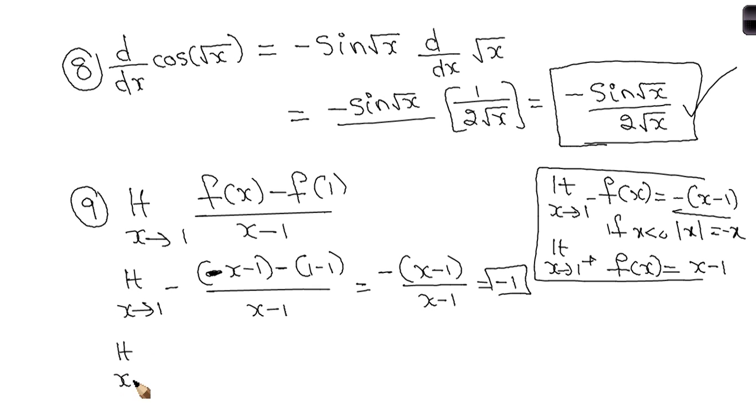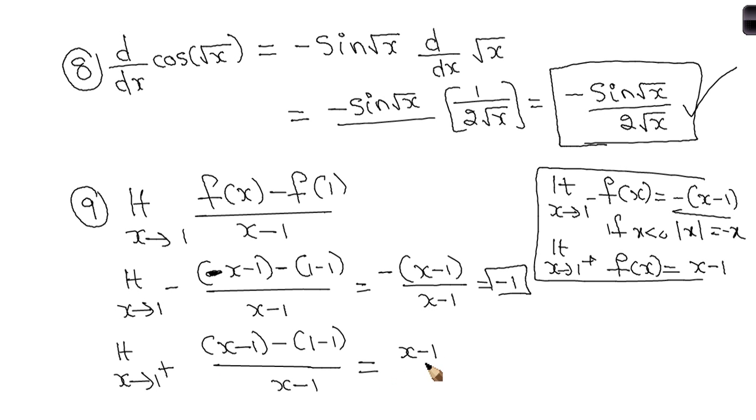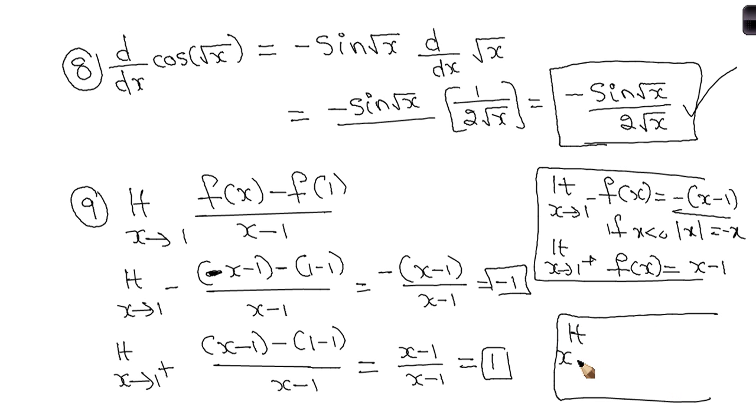Limit x tends to 1 plus, f of x minus f of 1 would be x minus 1 minus 1 minus 1 upon x minus 1. 1 minus 1 would be 0 upon x minus 1, so x minus 1 by x minus 1 is 1. So the left hand limit of this function exists and is finite, minus 1. Very good. And the right hand limit of this function is also finite and exists, but they are not equal. So clearly I can say the limit does not exist. If the limit does not exist, the function is not differentiable at that particular point.